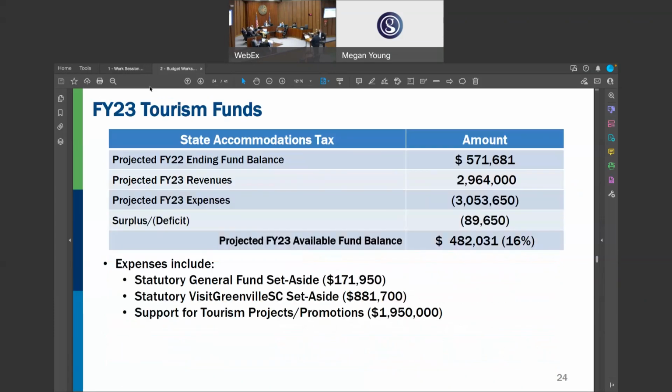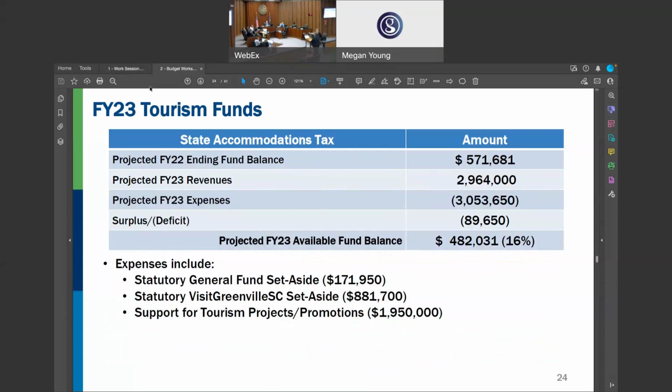State A-tax. This is a 2% tax on overnight accommodations. It's collected by the state and reserved for use as recommended by the A-tax advisory committee. That committee heard their FY23 requests about 2 weeks ago and will meet this week to make their recommendations, which will be presented to you all at your next work session by committee chair, Joe Heineman.